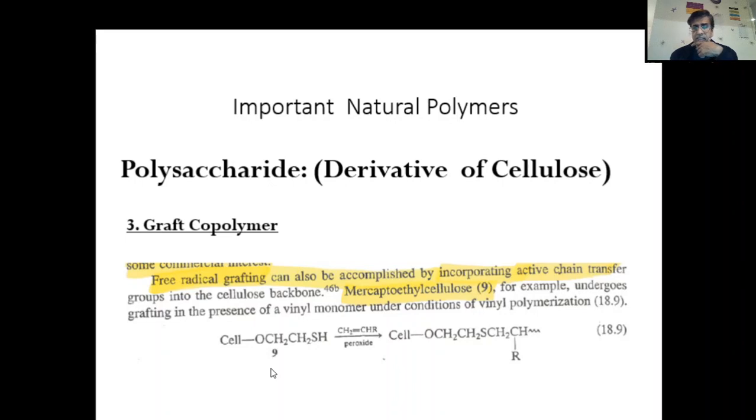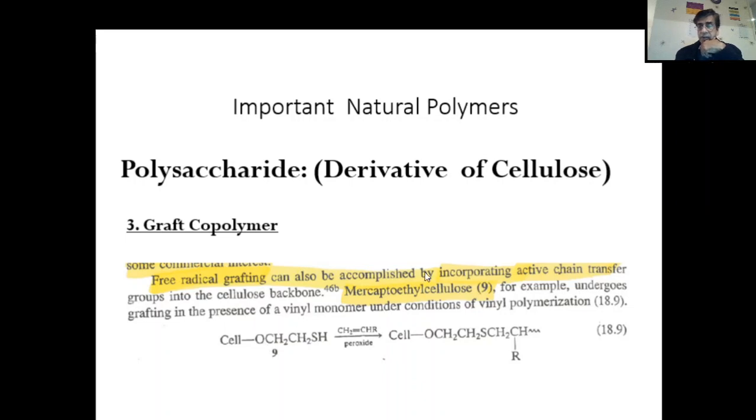But look at this one. The most important two are vinyl and non-vinyl grafting. How to do vinyl grafting and non-vinyl grafting? One of the important ways is, first you take the cellulose. Cellulose, see this OH. Remember, all the time the reactions take place at the OH position.